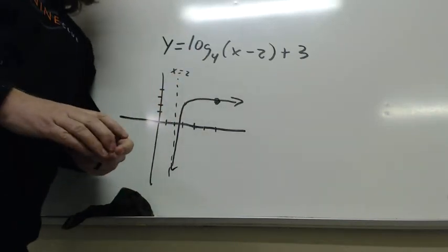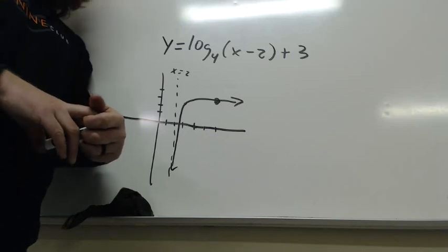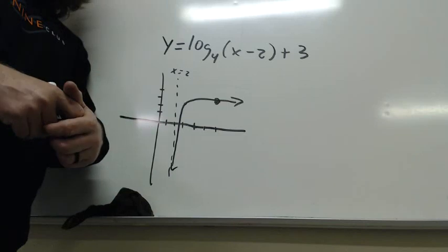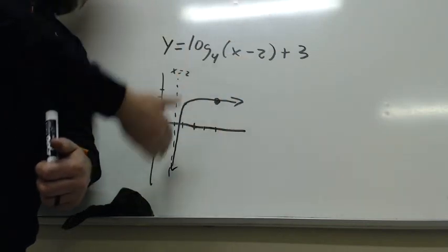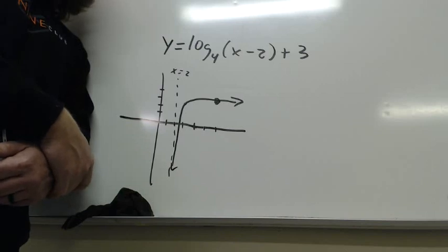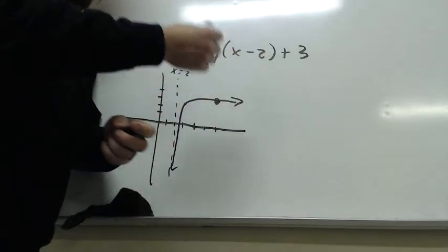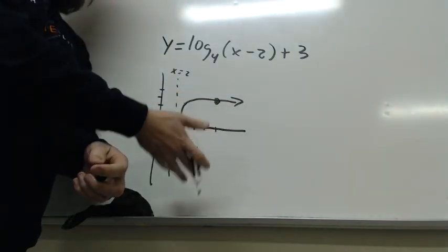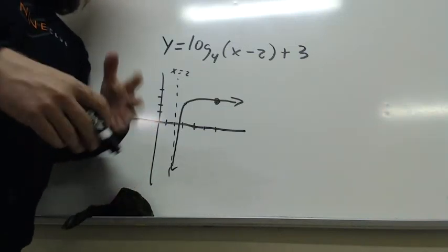So just a couple other things I want to tell you about this that maybe we haven't talked about. Let's talk about domain. The domain on this is going to be x is greater than 2, right? The range of this graph is going to be all real numbers. So domain is x is greater than 2, range is all real numbers. A couple things we haven't talked about were the x- and y-intercept.